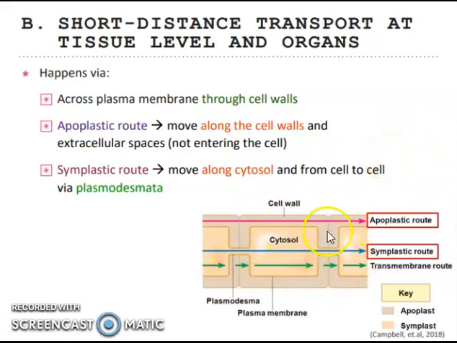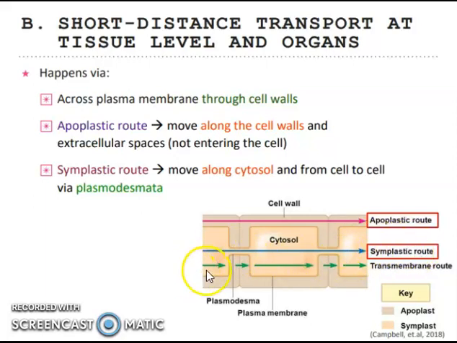Based on the figure in this slide, this is the transmembrane route or pathway of the transportation of mineral and water molecules inside the plant tissue. Next, the second type of pathway for the transportation of mineral and water molecules from cell to cell is the symplastic route or pathway.